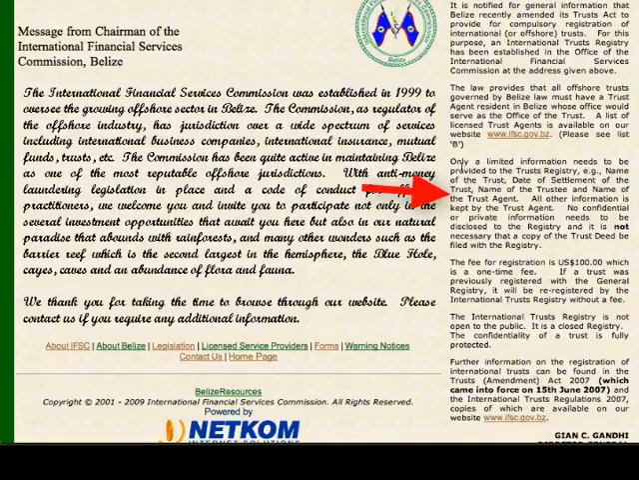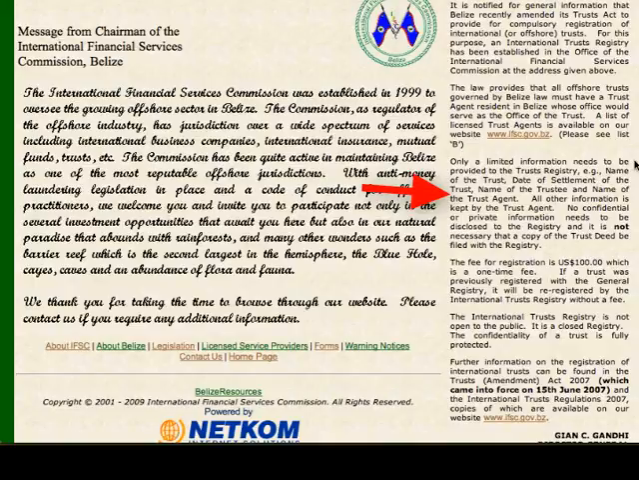Only limited information, and this is the key part, needs to be provided to the trust registry: the name of the trust, the date of settlement, the name of the trustee, and the name of the agent. Note, it doesn't say who settled this, who the client is, or who we tell the creditors to go after. All other information is kept by the trust agent.